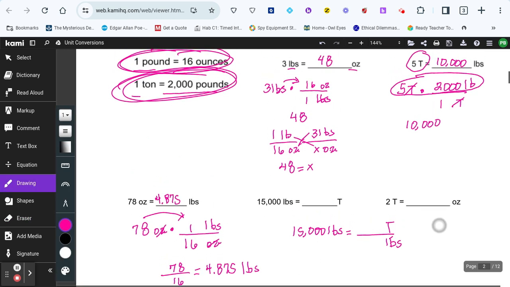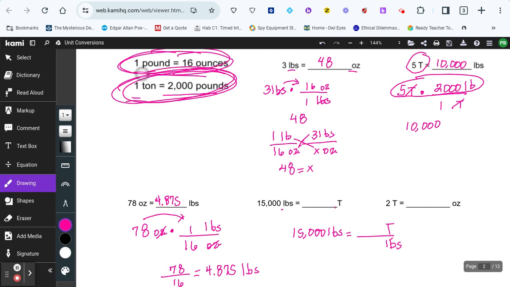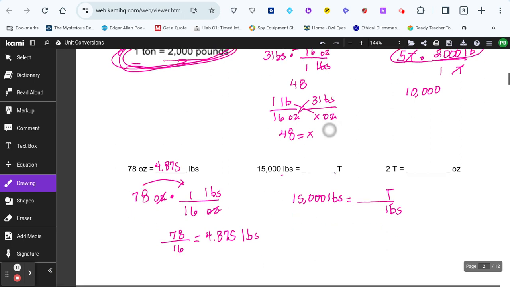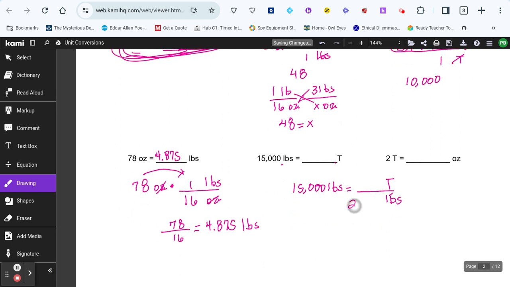All right, so I know that it's pounds to tons, so I'm going to use this one. So 2,000 pounds is 1 ton.